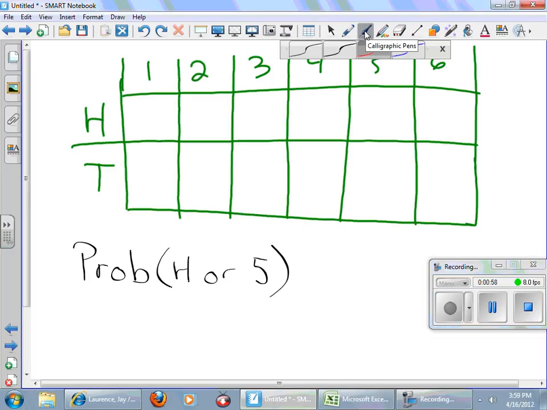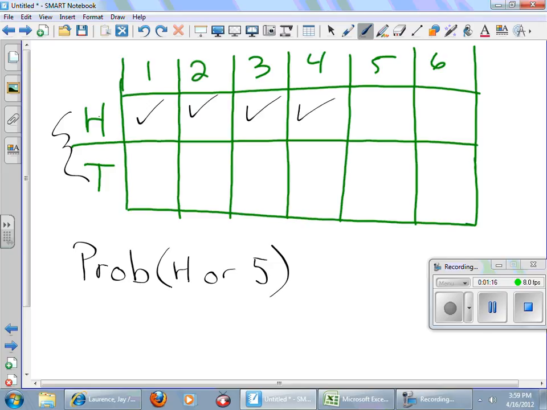Now what I want to clarify for you is, I should have done this differently. I wanted the probability of being heads or a 5. I'm going to put a check mark in every box for the heads. So I'm going to look at my coins. These are my coins. I could get a head or a tail, and I could get a head, I win, head and 2 I win, head and 3 I win, head and 4 I win, head and 5 I win, head and 6 I win.